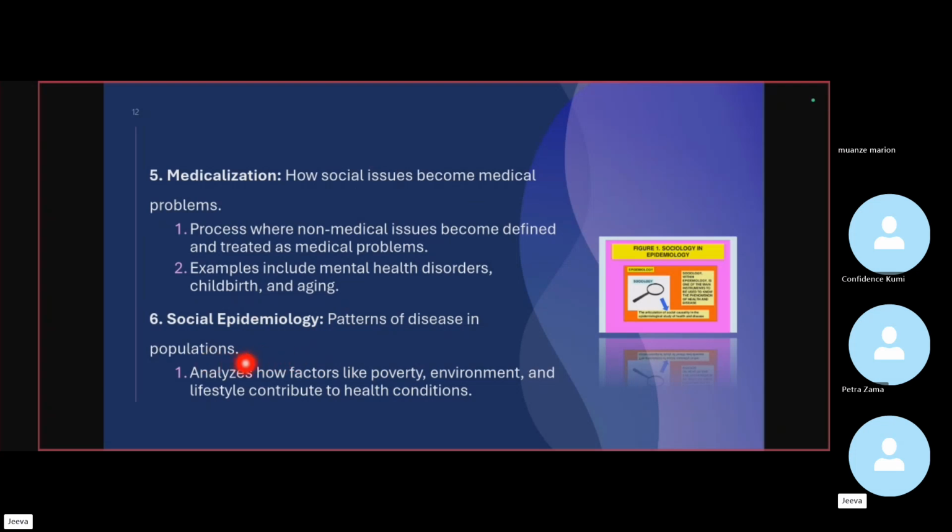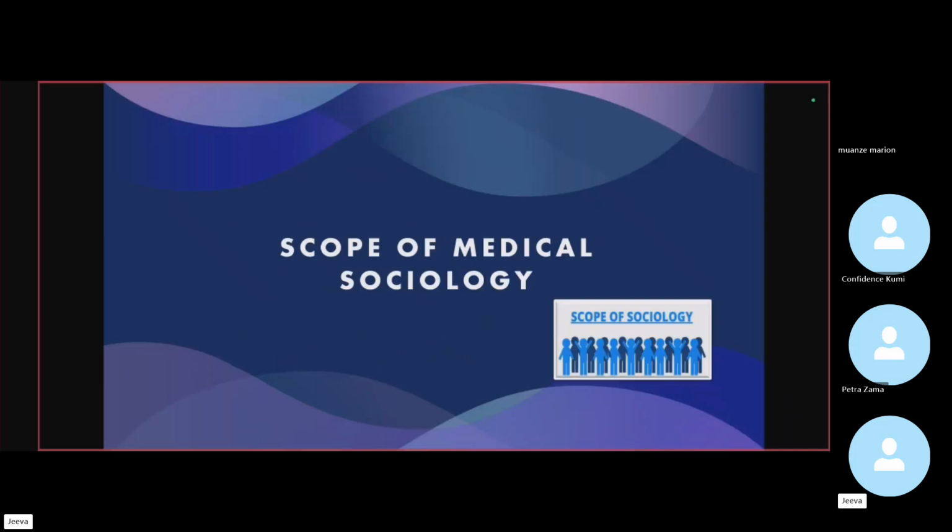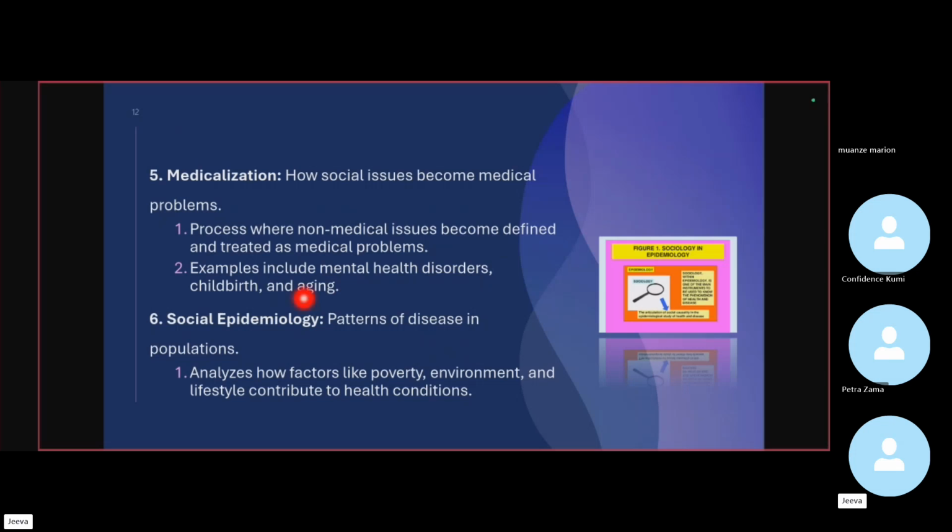Medical sociology will analyze how different factors affect people in a society, like poverty: poor people will not have much access to hospitals; environmental factors which can cause diseases and various other problems; and a person's lifestyle. If they don't have a proper healthy lifestyle, they will come across various health conditions and have to approach the hospitals.